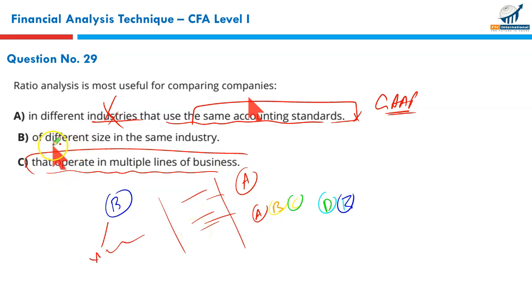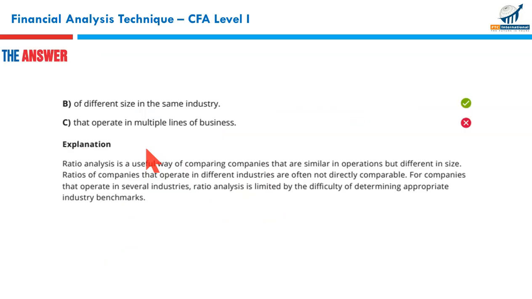Yes, ratios can be used for comparing companies of different sizes in the same industry. The industry is the same, they are in the same field. One might be bigger, the other might be larger. So instead of comparing them on a dollar basis, we compare them on ratios. So ratios are a good tool to compare companies of different sizes in the same industry. Common size analysis is also a tool that we use to compare businesses of different sizes in the same industry. So that makes B the correct option. And as you can see, B it is.